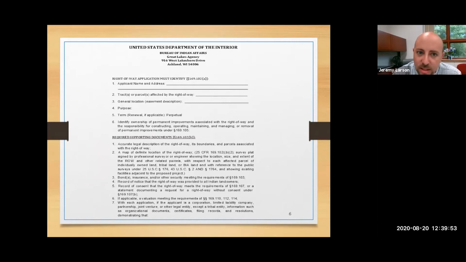The slide you can see right now, this is a sample of our application. You'll notice that the application will identify the applicant's name, address, email, phone number, and then number 2, you'll see that it states tract or parcels affected by the right-of-way. This is why we ask you to contact us to obtain that information. Otherwise, you will not have it.